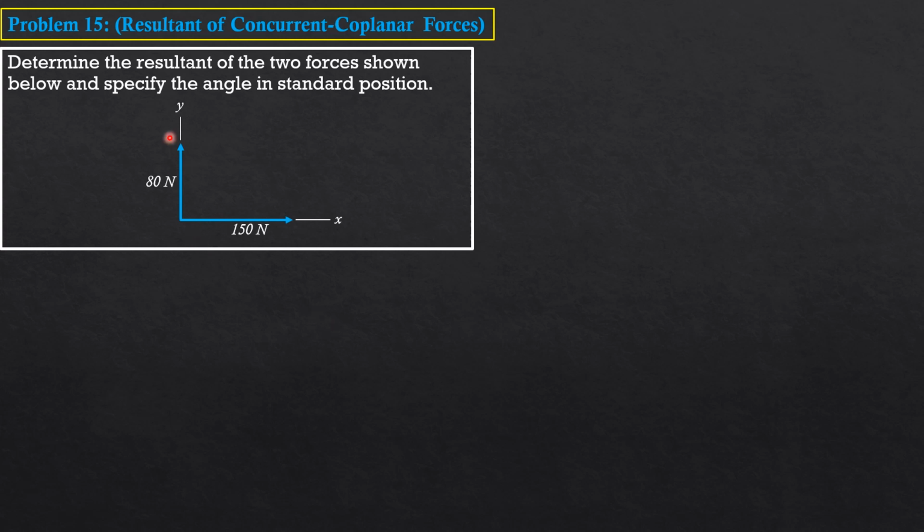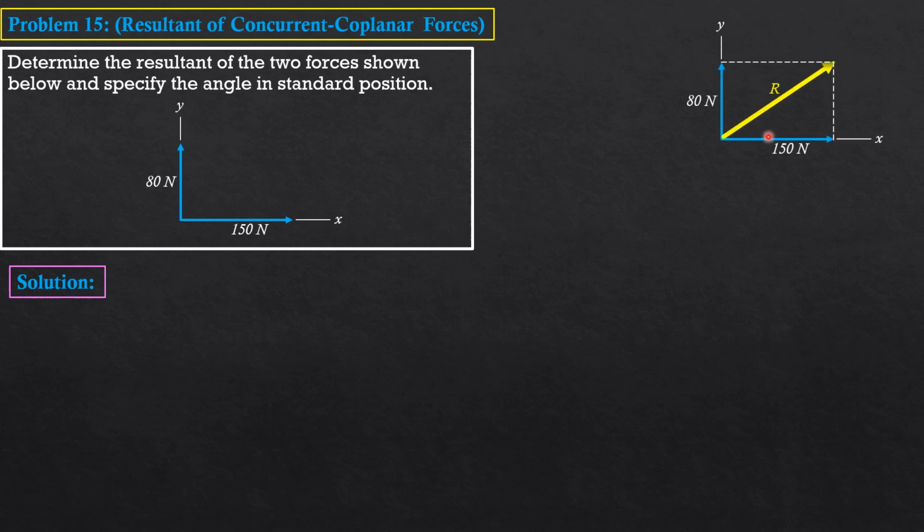So we have perpendicular forces. Therefore, by parallelogram law, in this case, the parallelogram reduces to a rectangle. Then we use Pythagoras theorem to solve for the magnitude of the resultant as shown in the figure. So R is the square root of the x component of this force, which is already 150, so 150 squared plus 80 squared.